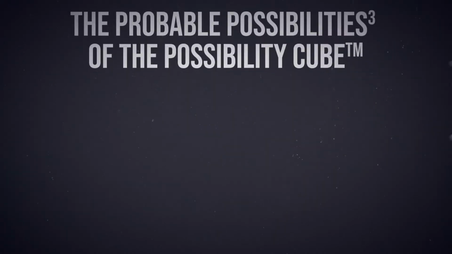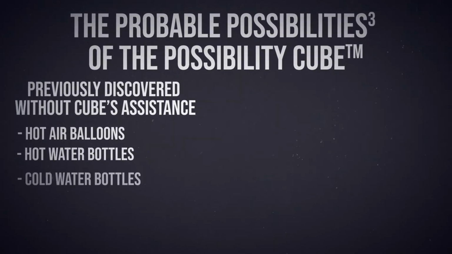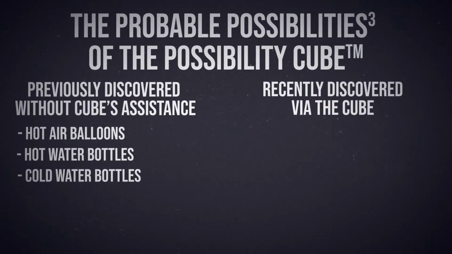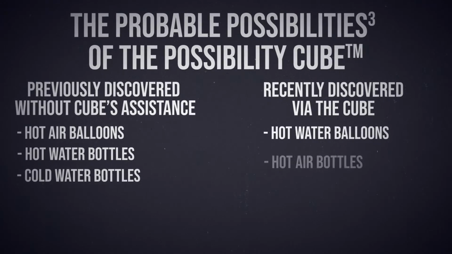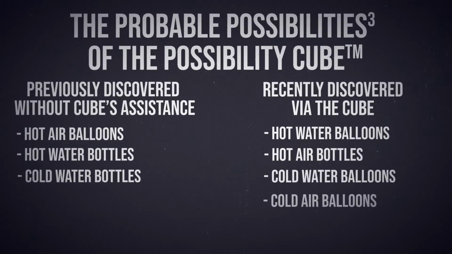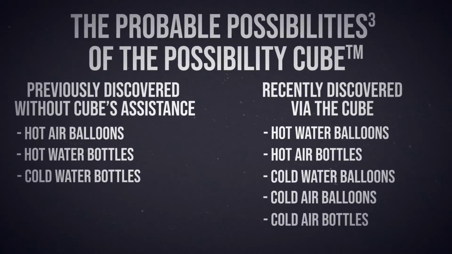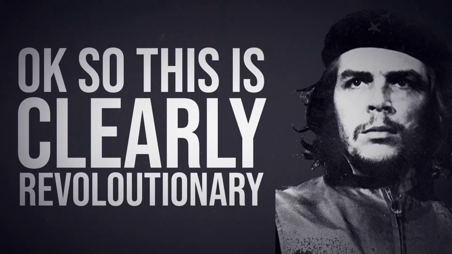Sure, so let's just go through the things the cube introduces us to. We have hot air balloons, hot water bottles, and cold water bottles, but this scientifically proves the existence of, in no particular order, hot water balloons, hot air bottles, cold water balloons for a summer fun time splash, cold air balloons, and cold air bottles, which I'm pretty sure is what Percy Jackson used to cross the ocean super quickly that one time. Okay, so this is clearly revolutionary for some reason.